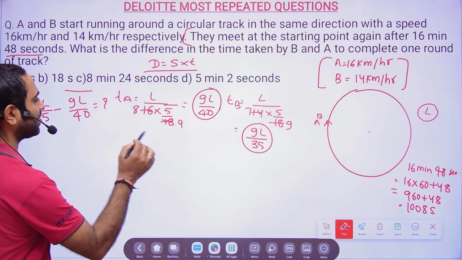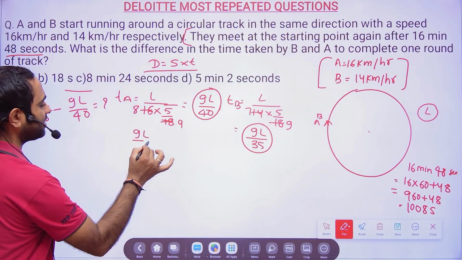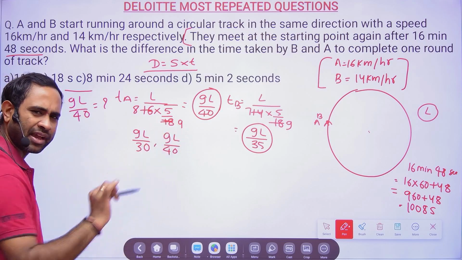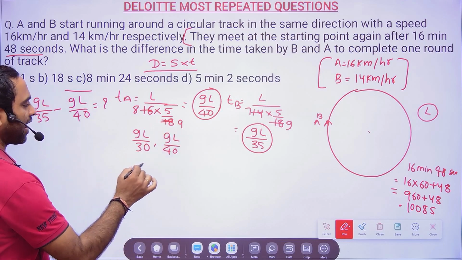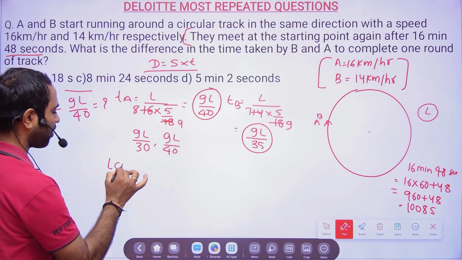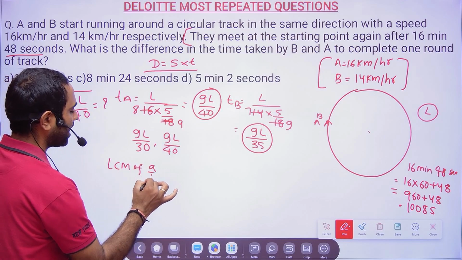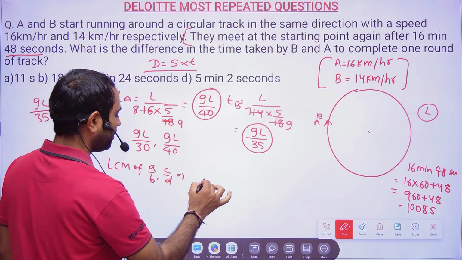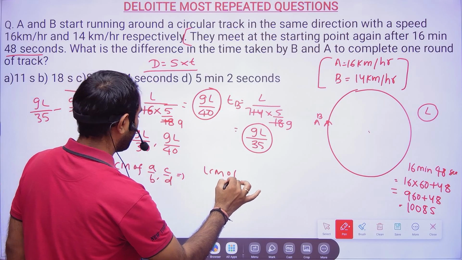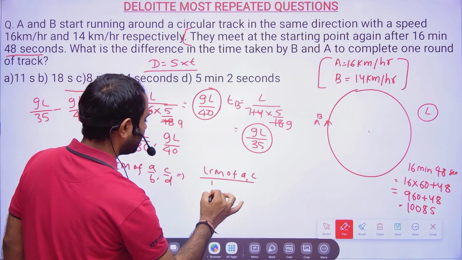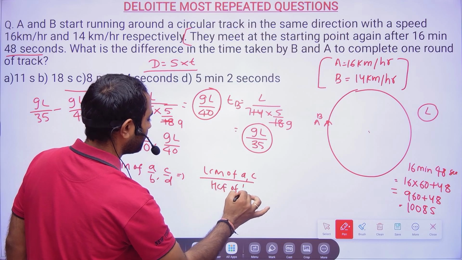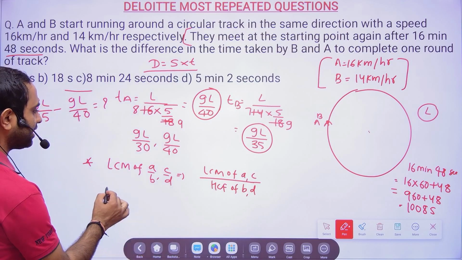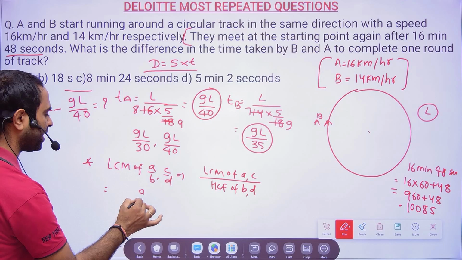So here also we will take the LCM of the time, but it will be a little challenging because it is basically a fraction. So how do we calculate for fractions? The LCM of A by B comma C by D, this is again one of the bonus point learnings, will be nothing but the LCM of AC and then the HCF of BD. So the LCM of AC will be 9L only.